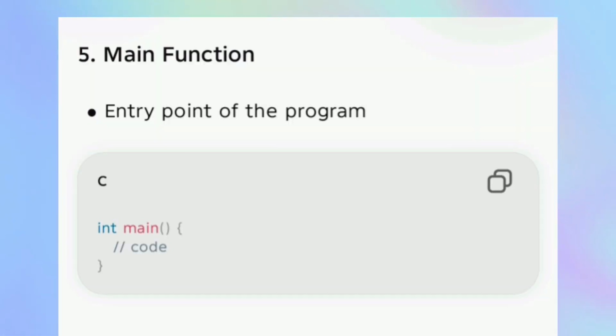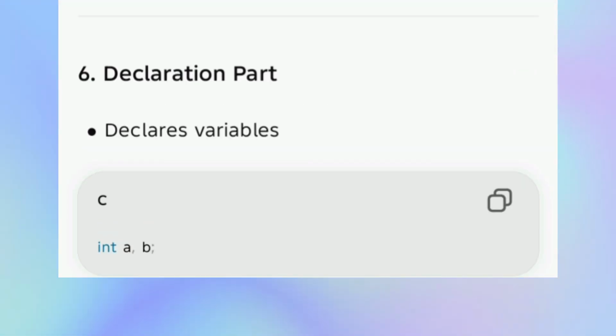Fifth one is the main function. It is the entry point of the program, int main. Within the main function, we call the methods or functions and declare the local variables. Next one is the declaration part. Declare the variables, for example int a, b.